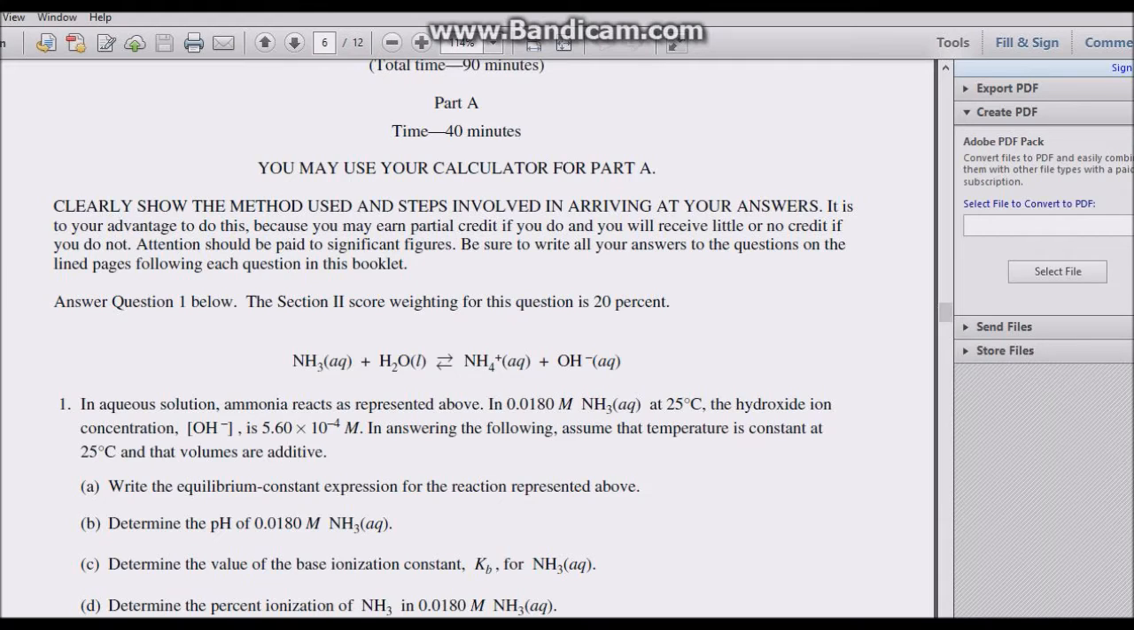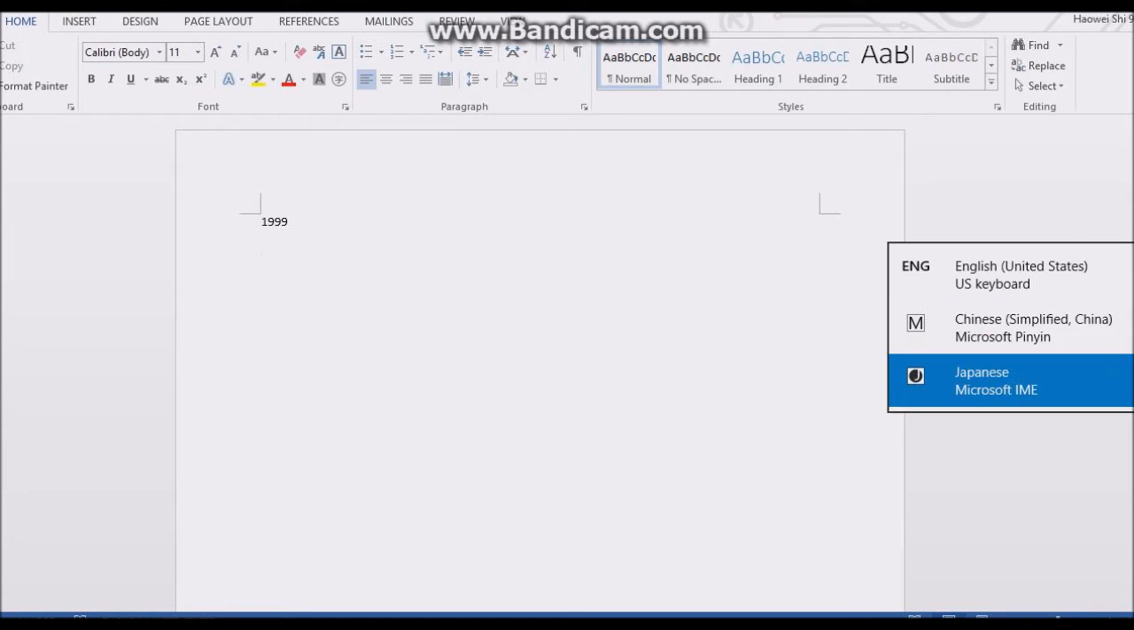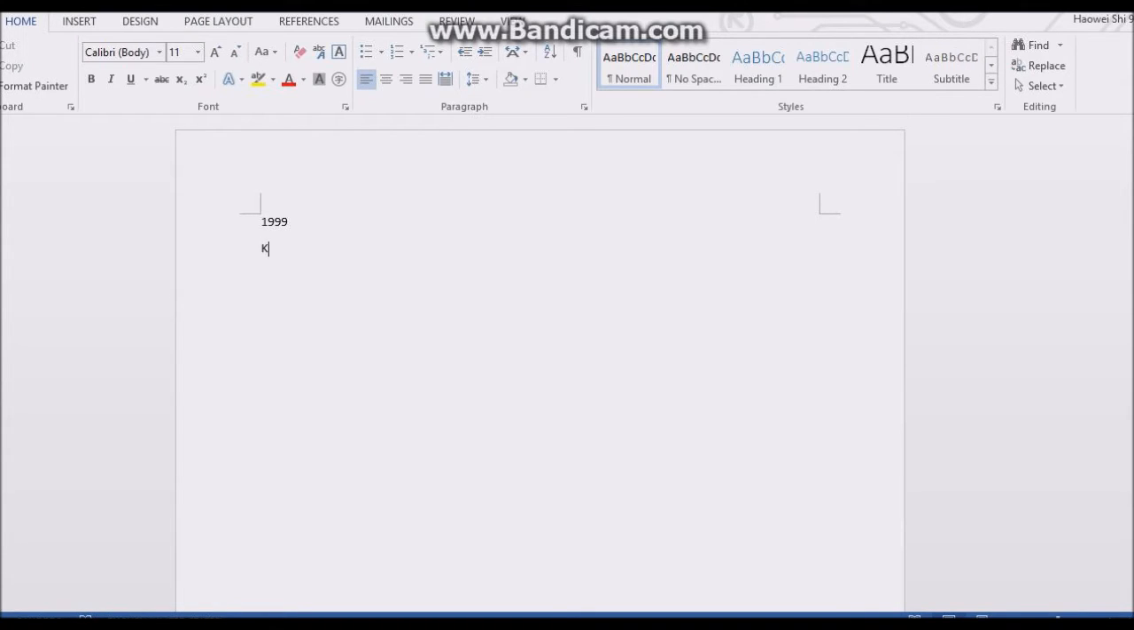On the first part, write the equilibrium constant expression for the reaction represented above. Since the substance is a base, as you can see, it dissolves and forms OH minus with water, and ammonium. So the equilibrium constant is represented by Kb. So therefore, let's solve the question.